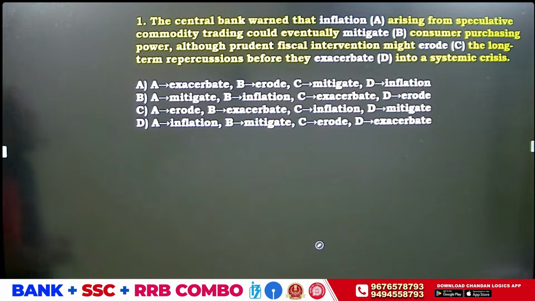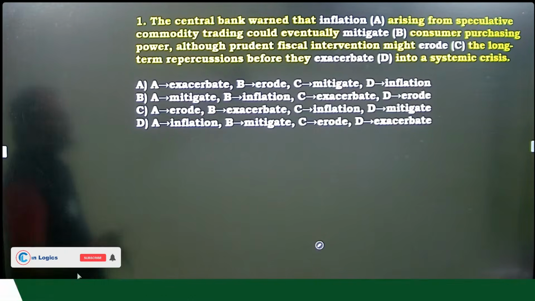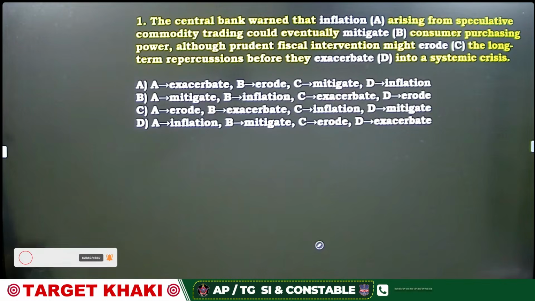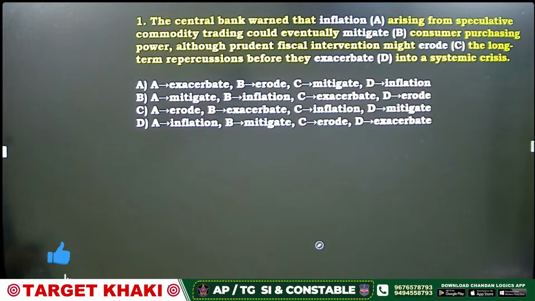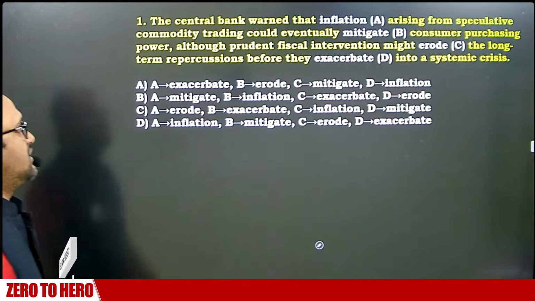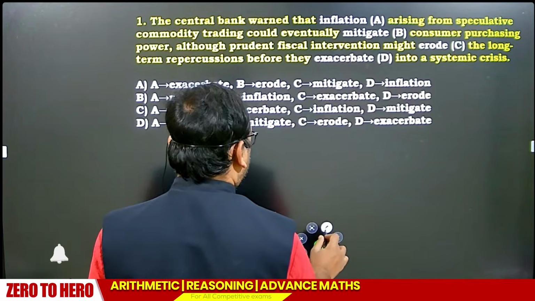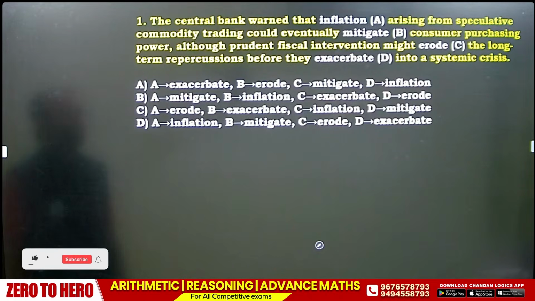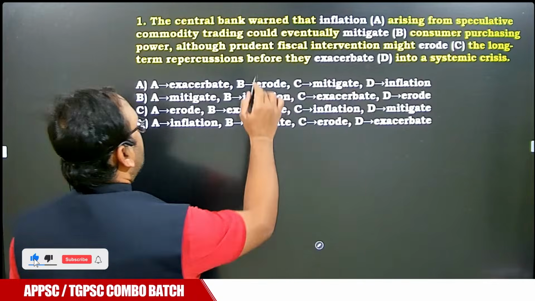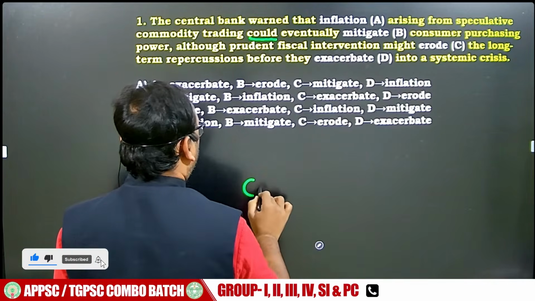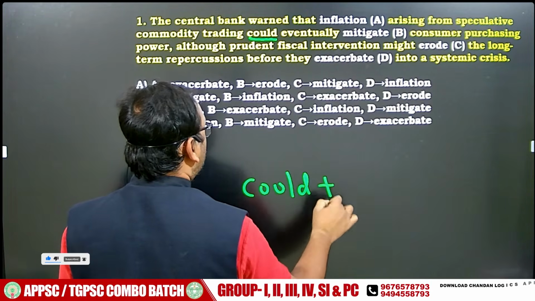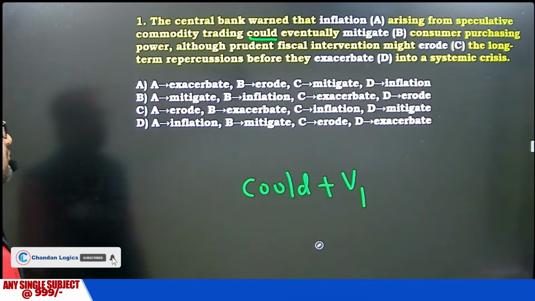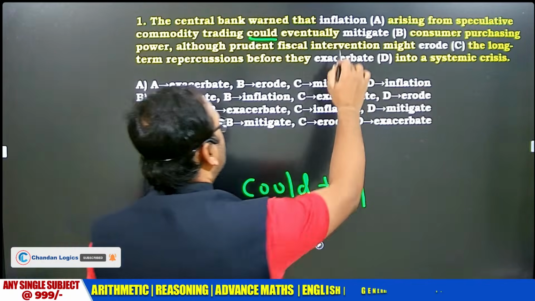Now, the normal procedure is where you have to really read the complete sentence and understand the complete sentence, correct? But let me give you a shortcut. Here, if you observe, could is there, correct? Could plus V1. So when we have the helping verb or modal verb could, the verb should be in the first form. First of all, inflation is not the verb.